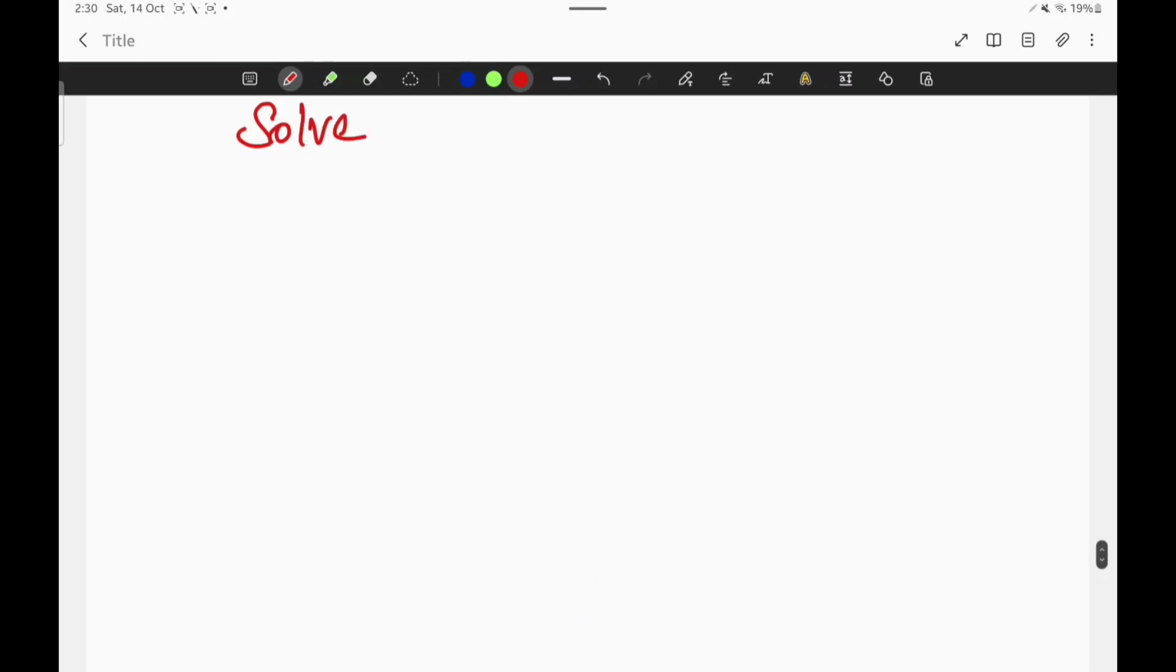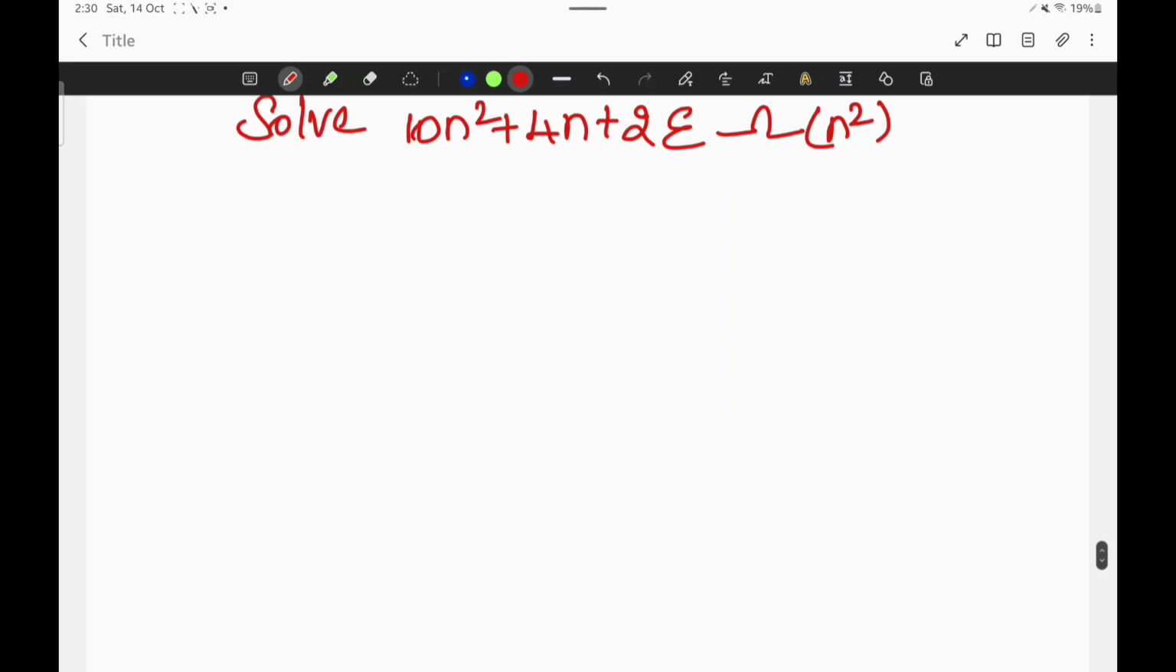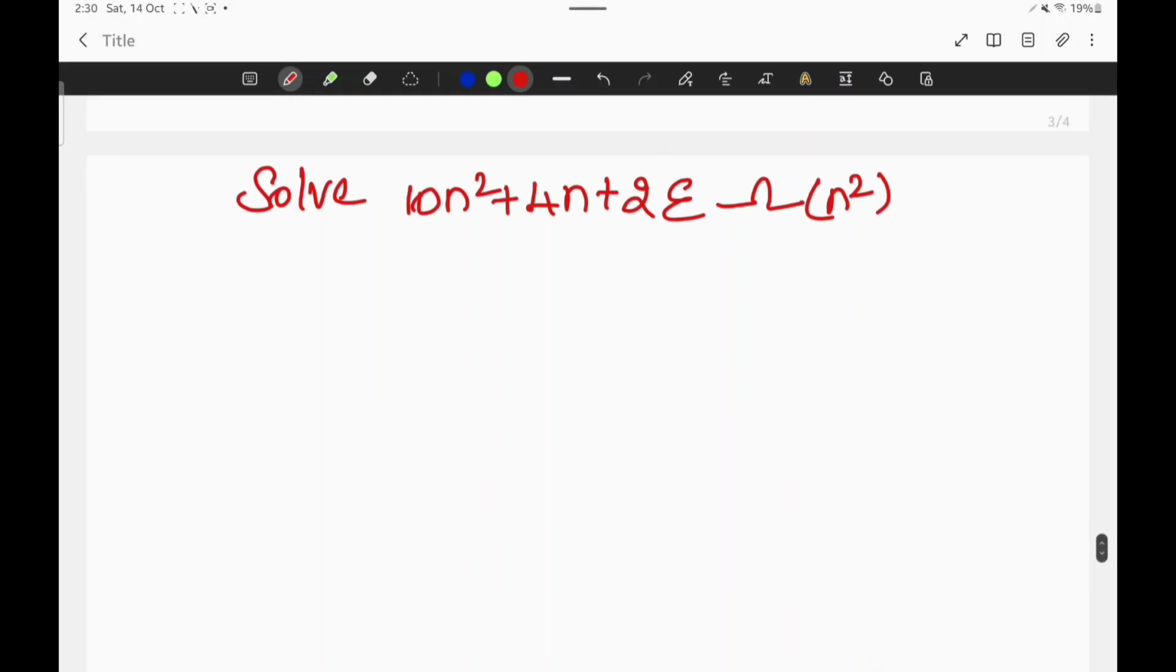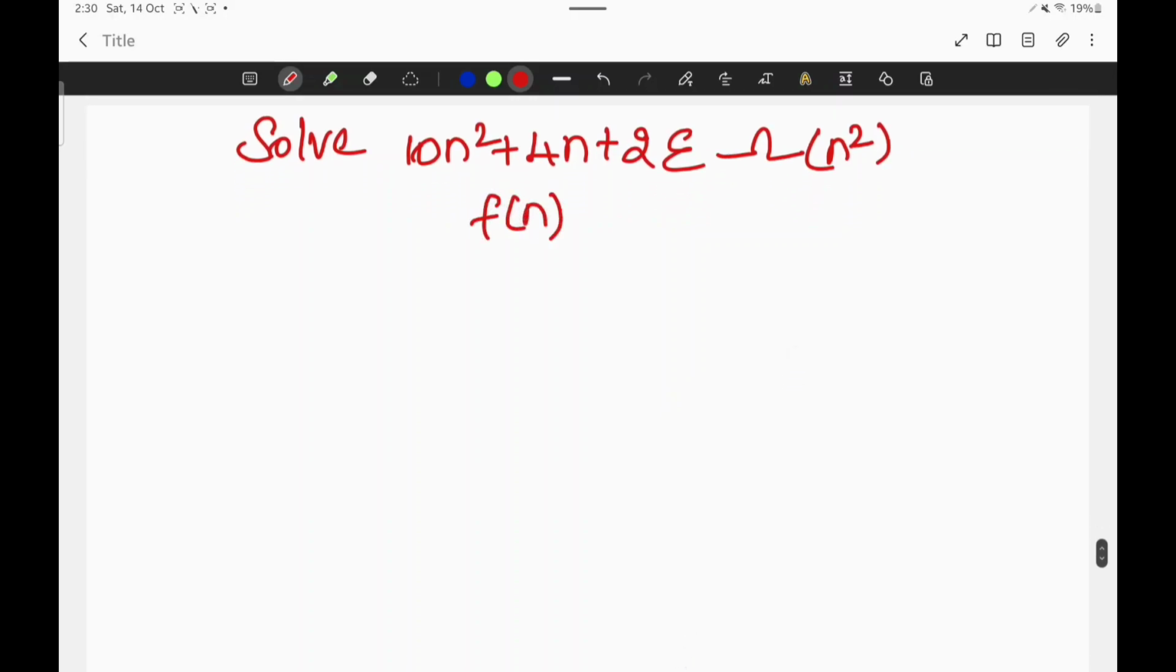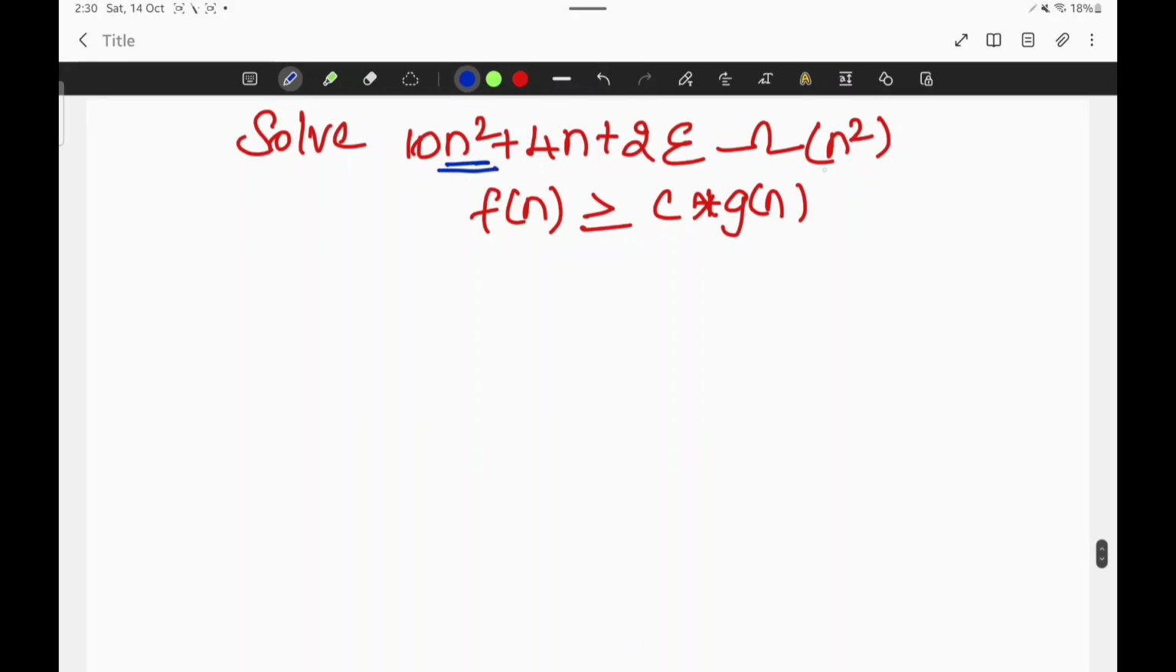So today we are going to solve asymptotic notations of omega. We shall take an example: 10n squared plus 4n plus 2 belongs to omega of n squared. This is an example for omega, which explains the lower bound time complexity. The condition is f of n greater than or equal to c star g of n. This is the condition for the lower bound, omega.